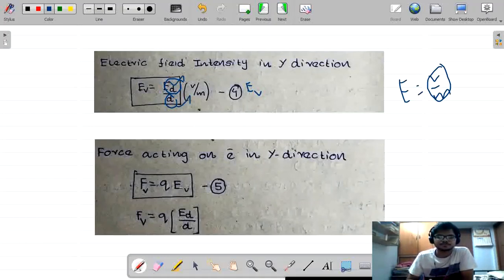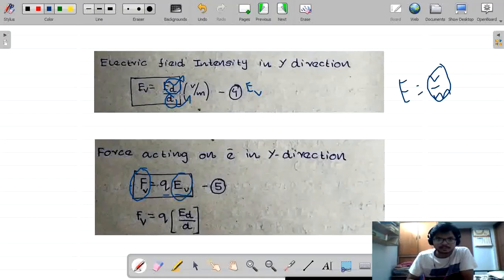Now we have equated both energies. Now we are trying to equate the two forces. The first force is the electromagnetic force, or electric force: FV equals Q into EV.